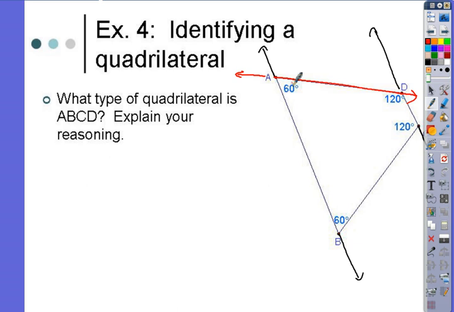Make sense? Okay. Now, there's a couple ways we could do this. How could we show that the other two sides, AD and BC, are not parallel? You tell me, I don't want to tell you. How could I do that?